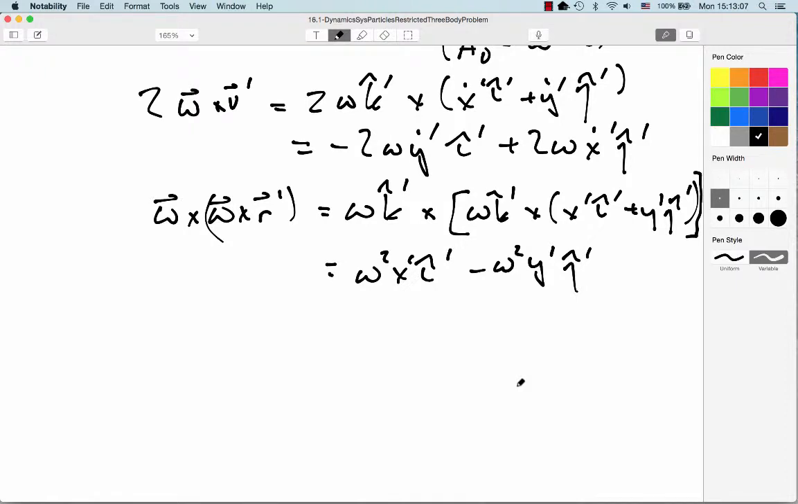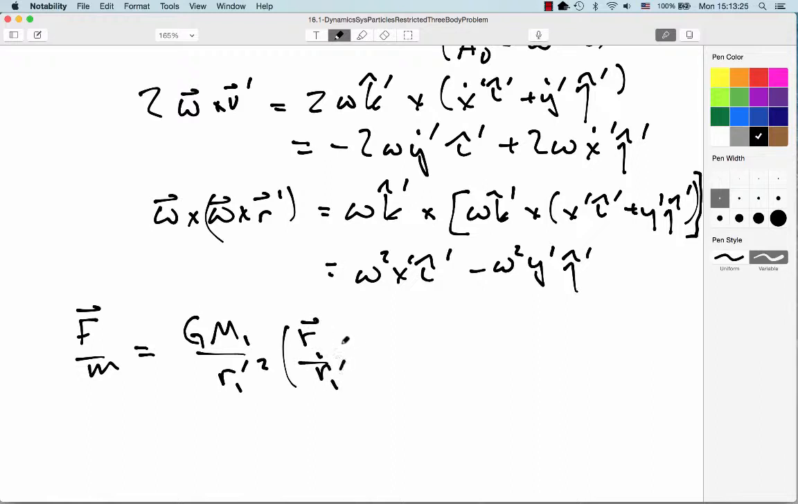Okay. So while we're at it, let's go ahead and write our F over m for the gravitational forces. So we get minus G M1 over r1 prime squared times r1 prime over r1 prime. And then same deal here, minus G M2 over r2 prime squared times r2 prime over r2 prime. Dropped a minus sign there.